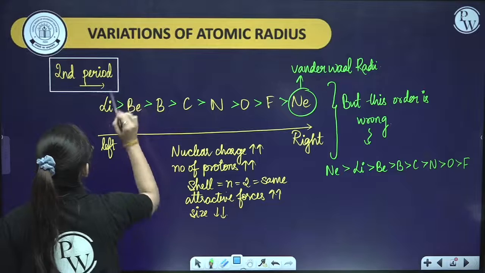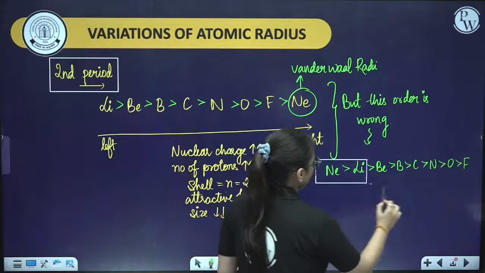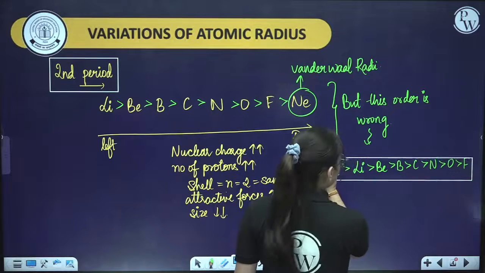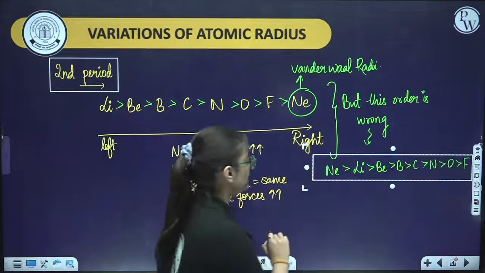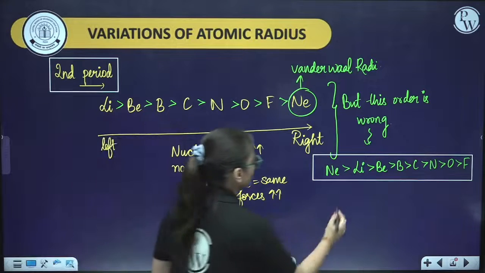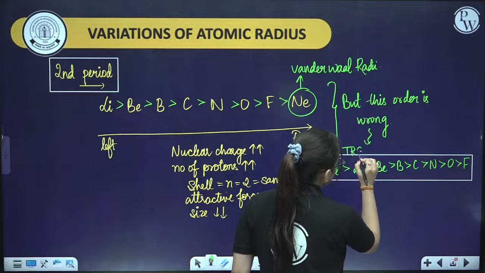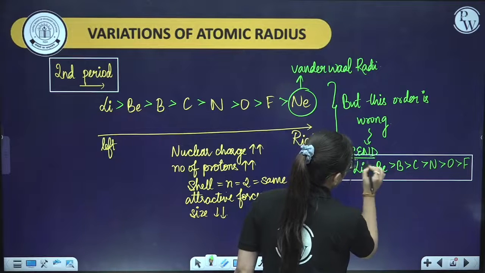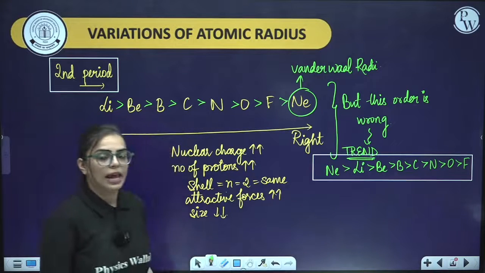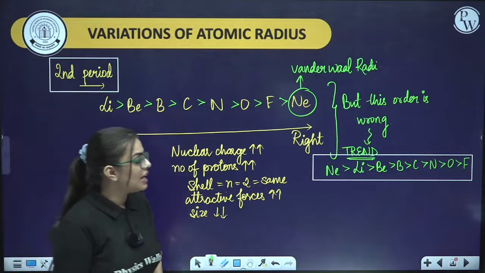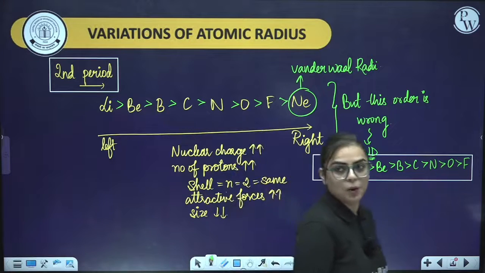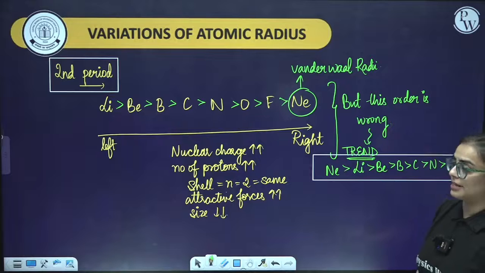This is for second period. This is the trend for second period. Clear? Everybody write it down. I am going to start with the third period now. If everybody has written, now comes the exception section.